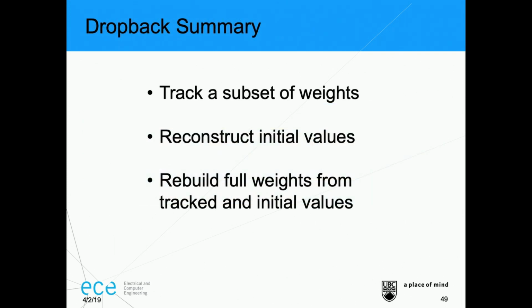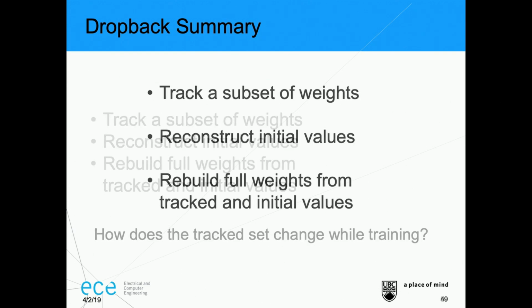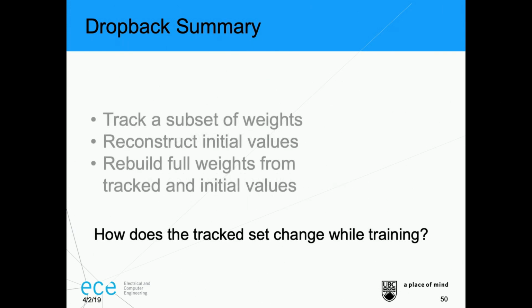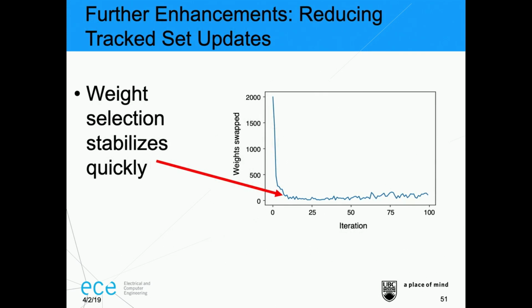So in summary, DropBack tracks a subset of the weights, reconstructs their initial values, and rebuilds the full weights from the tracked and initial values. Some of you might be thinking, how does that track set change during training? Maybe we can get a little more performance out of that if there's anything we can do there. What we saw is that the weight selection actually stabilizes really quickly. The things that you're putting into that track set lock down really, really quickly.